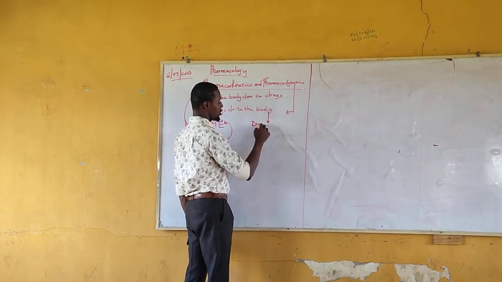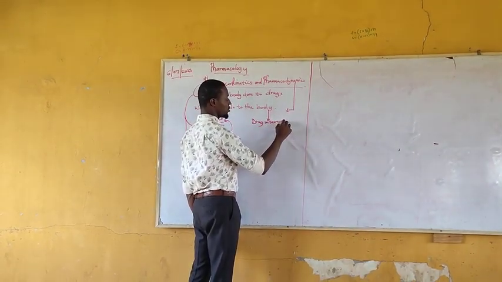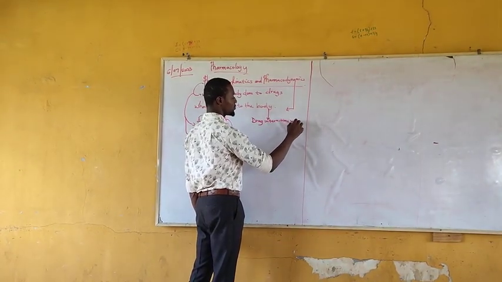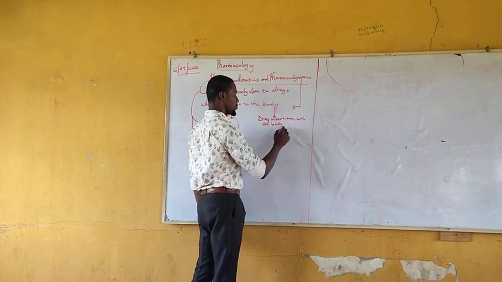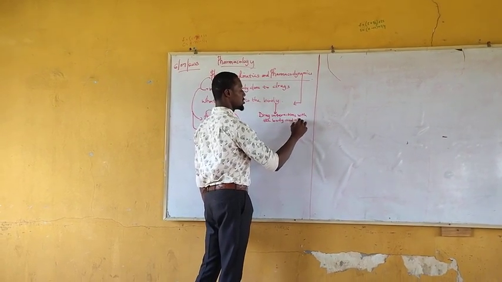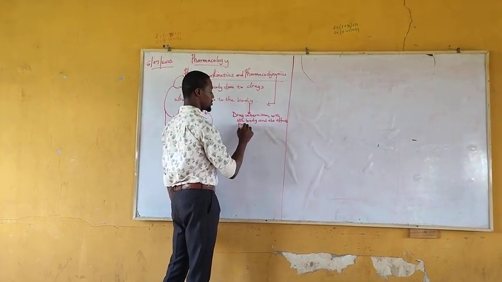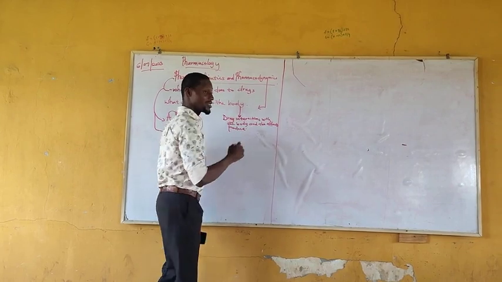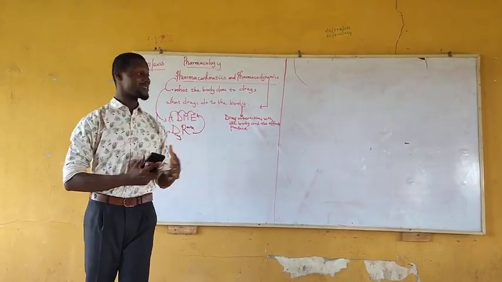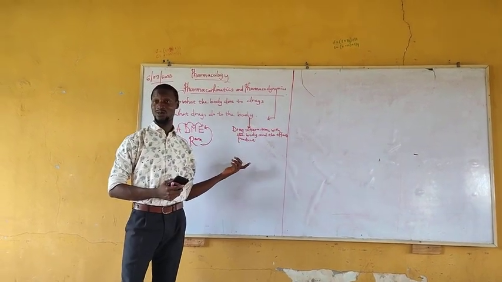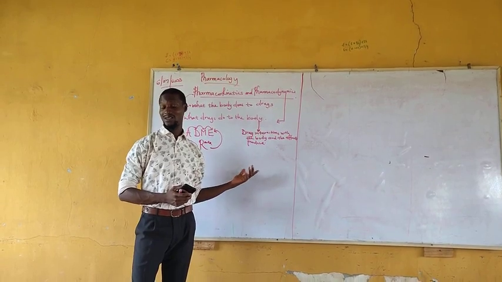drug interactions with the body, and the effects produced. Because that is what the drug will do to the body. The drug is acting on the body to produce some type of effects, different types of effects.